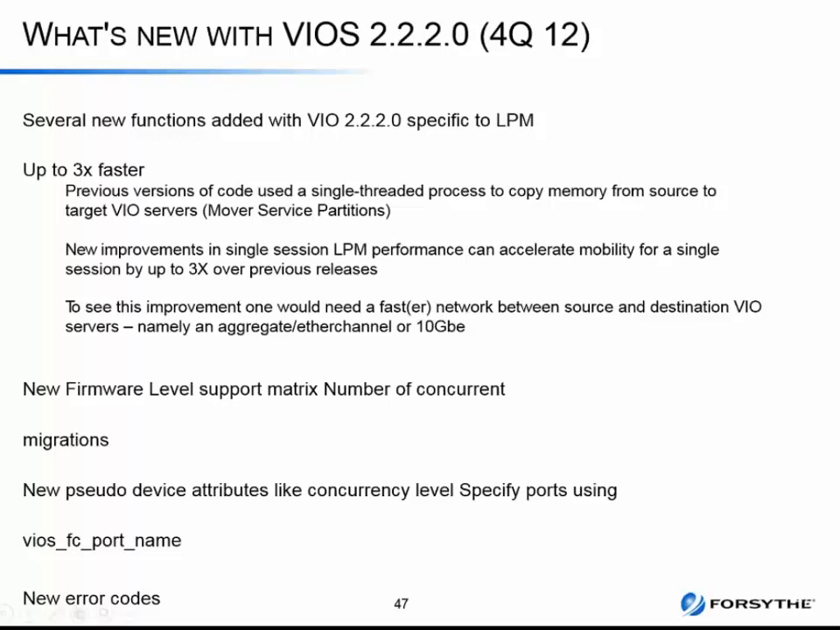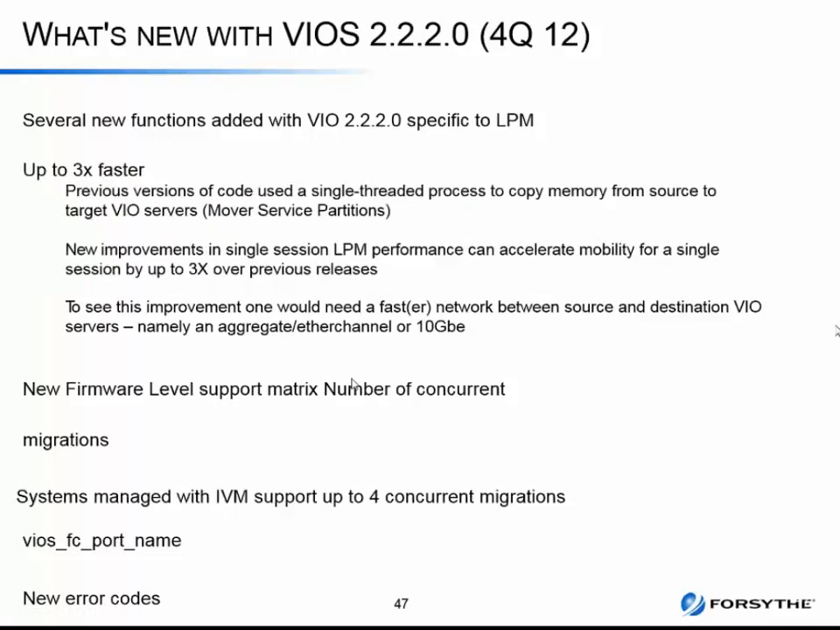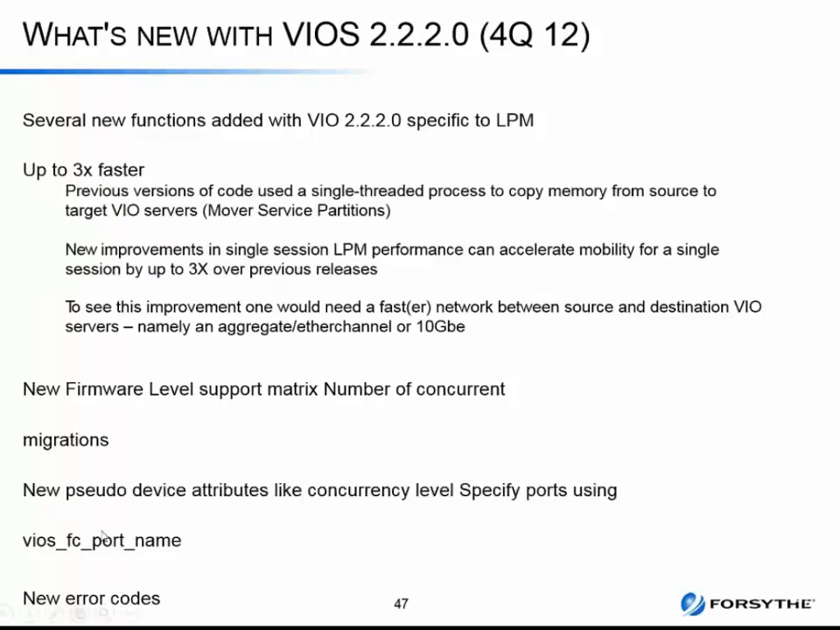There's also a new firmware level required to support it, there's a new firmware level support matrix, and the number of concurrent migrations has increased. And there's a new pseudo device that we'll talk about, and you can actually specify VIOS server fiber channel port names and so on.